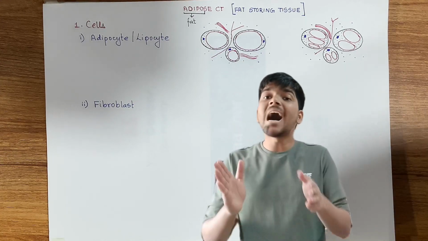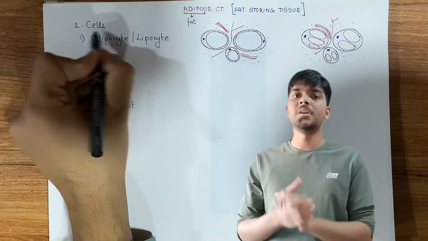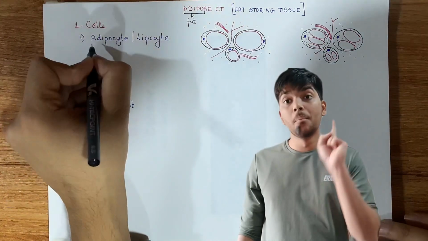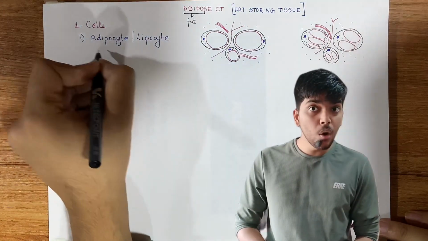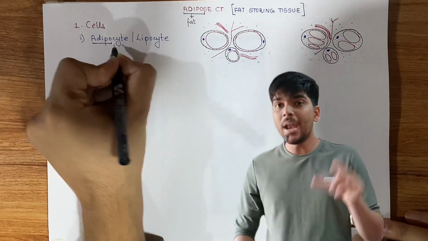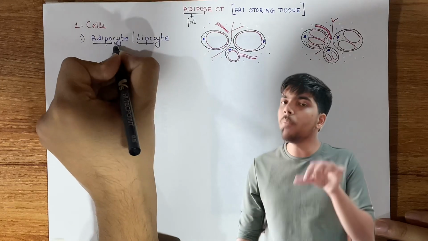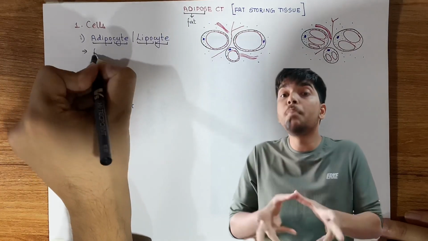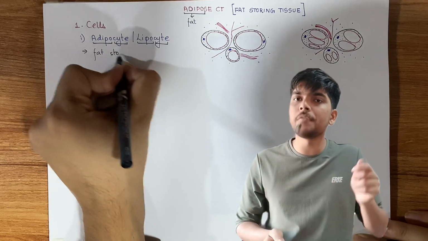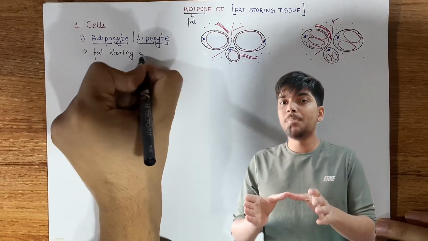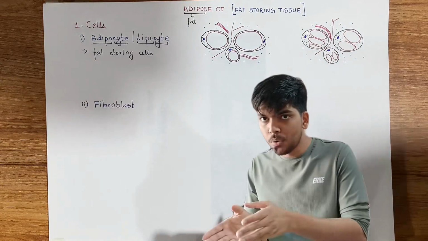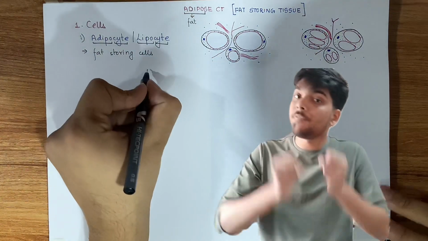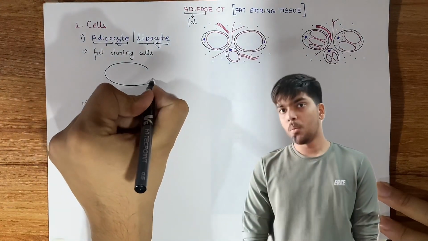Okay, what are the cells found in adipose connective tissue? Adipose connective tissue, they contain, number one, adipocytes or lipocytes, where adipo means fat or lipo means fat and cyte means cells. So adipocytes or lipocytes are the cells that store fat. Adipose connective tissue is the fat storing tissue. Within adipose connective tissue, the cells that actually store this fat are your adipocytes.